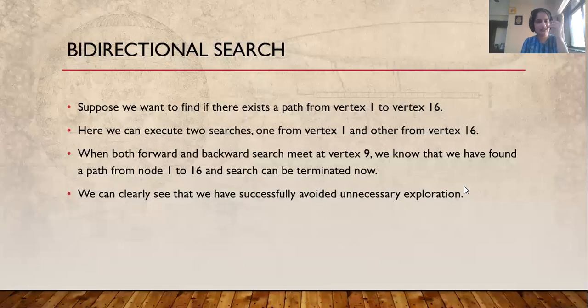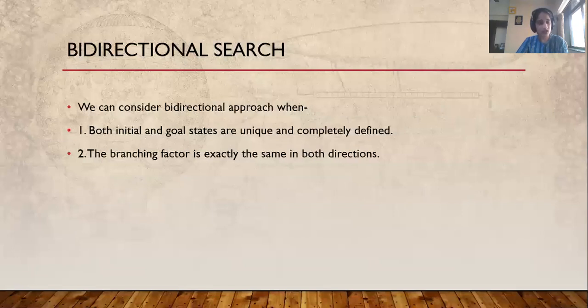And that is the same example we just discussed right now. Fine. So now we can consider the bidirectional search approach when, in this situation, or considering this state space, or considering this agent. Which means that whenever we want to consider the bidirectional approach, there are certain things which have to be there. If they are there, then only bidirectional search can be performed.